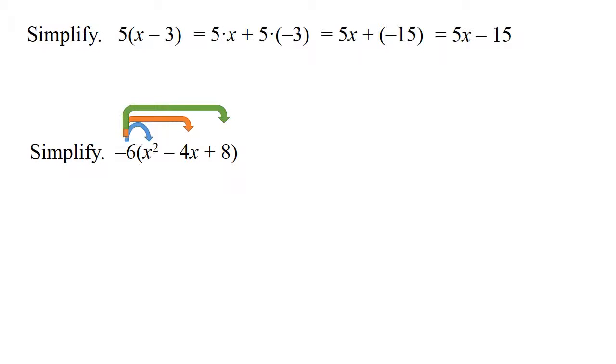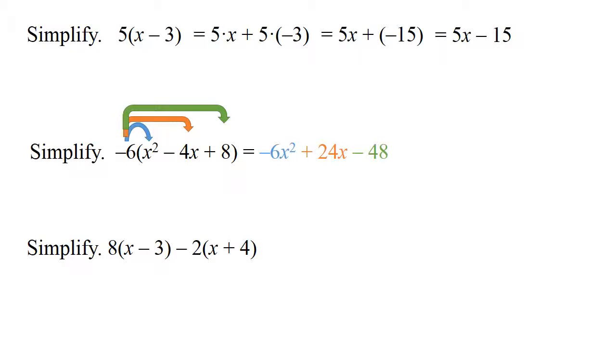So -6 times x squared is -6x squared. -6 times -4x is positive 24x. -6 times 8 is -48. You can see where those colors came from. The -6x squared came from the -6 times the x squared.